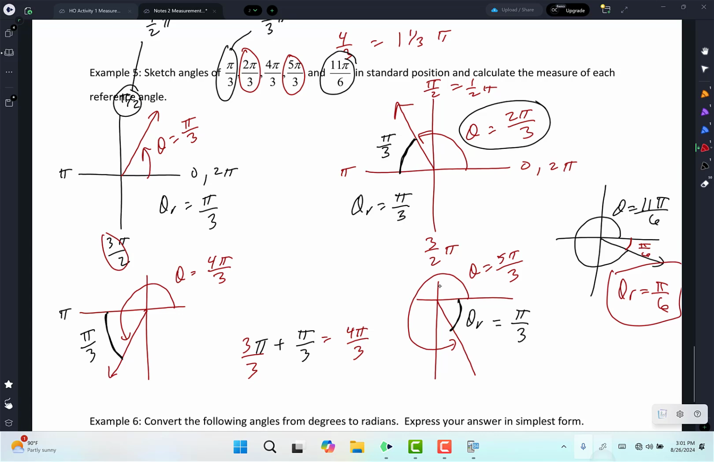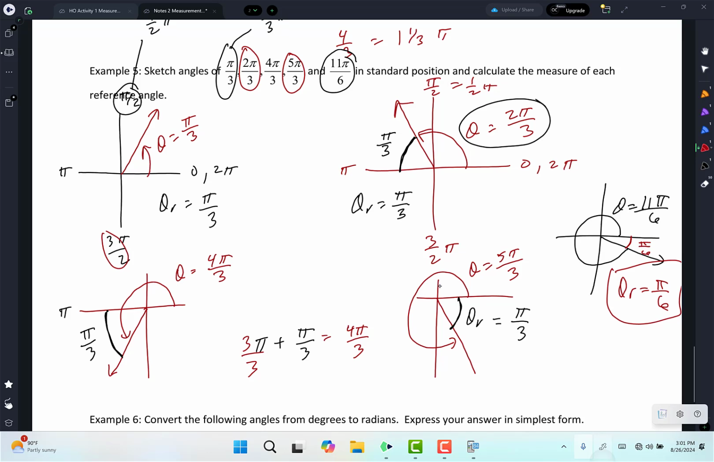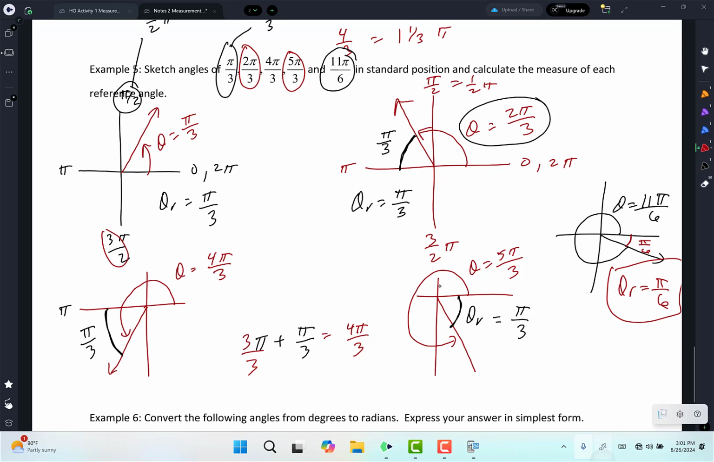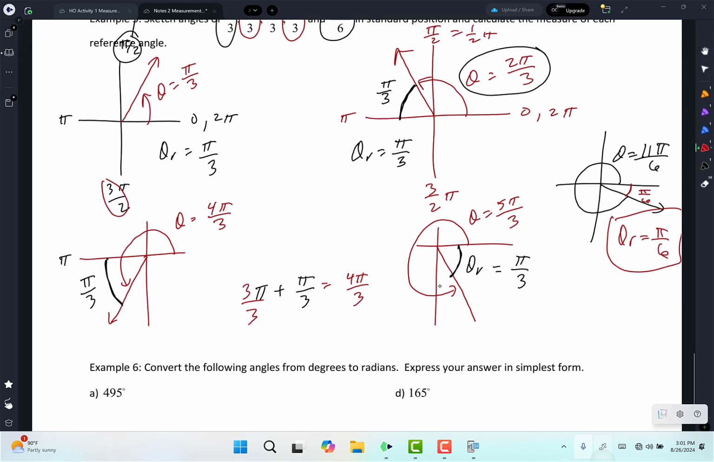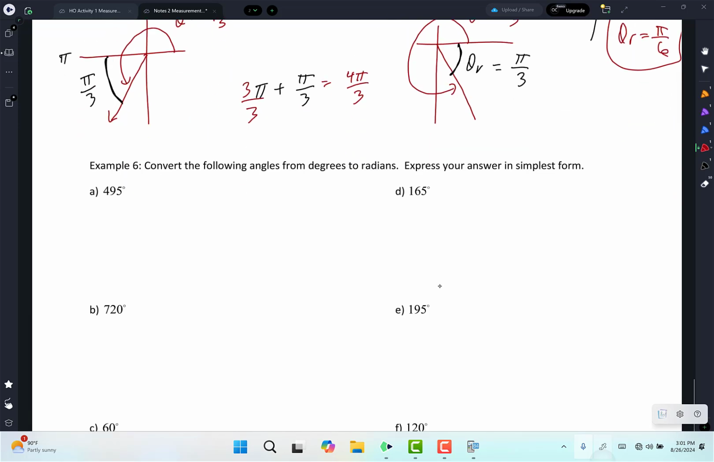Say it again. Change? What do you mean? It depends. Your reference angle depends on what angle you put. And it's never going to be larger. It better be acute. So it's between 0 and pi over 2. It cannot equal pi over 2 because then you have a right triangle.